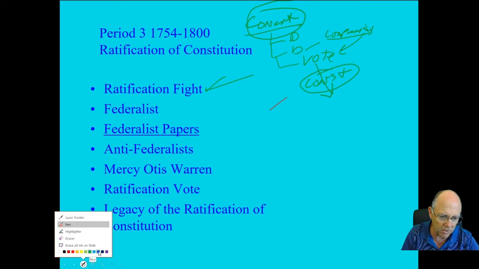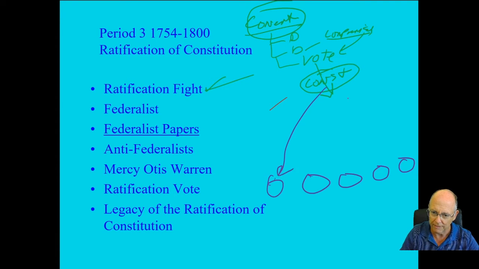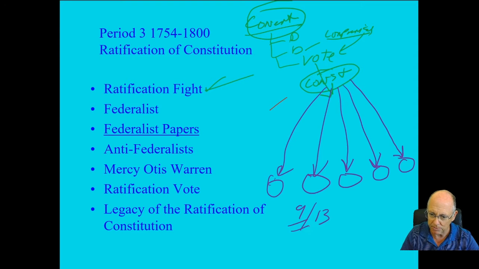It goes now to the states, and each state is going to discuss it and debate it also. And then they're going to approve it, and it becomes the law of the land when 9 out of 13 approve it. And so they have discussions, they have campaigns, and then they vote. Adult white male, single head of households. Isn't that interesting?